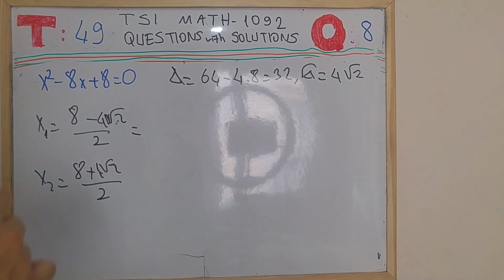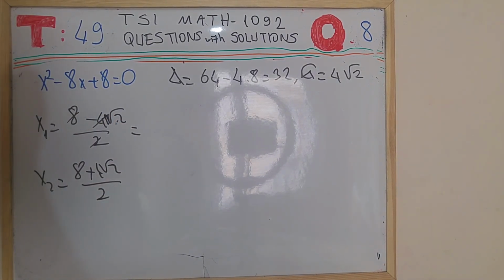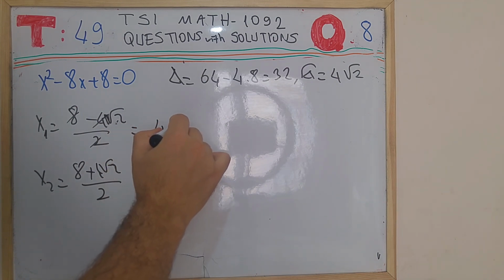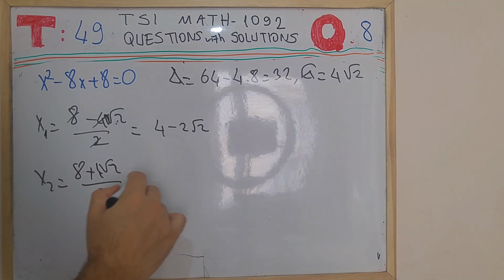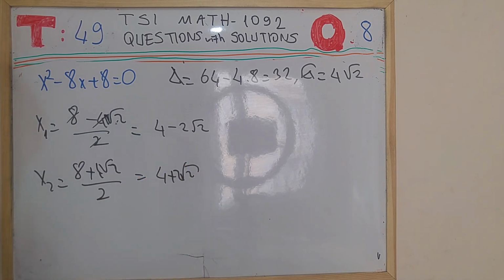This is equal to, when I simplify by 2, this is equal to 4 minus 2 square root of 2, and this is equal to 4 plus 2 square root of 2.